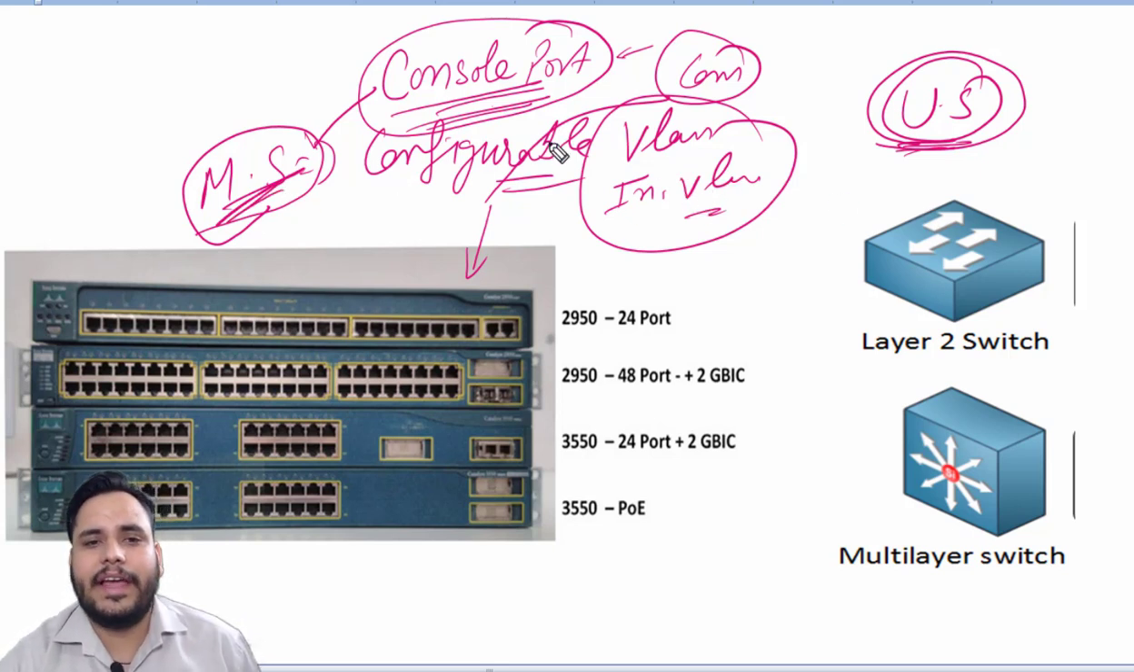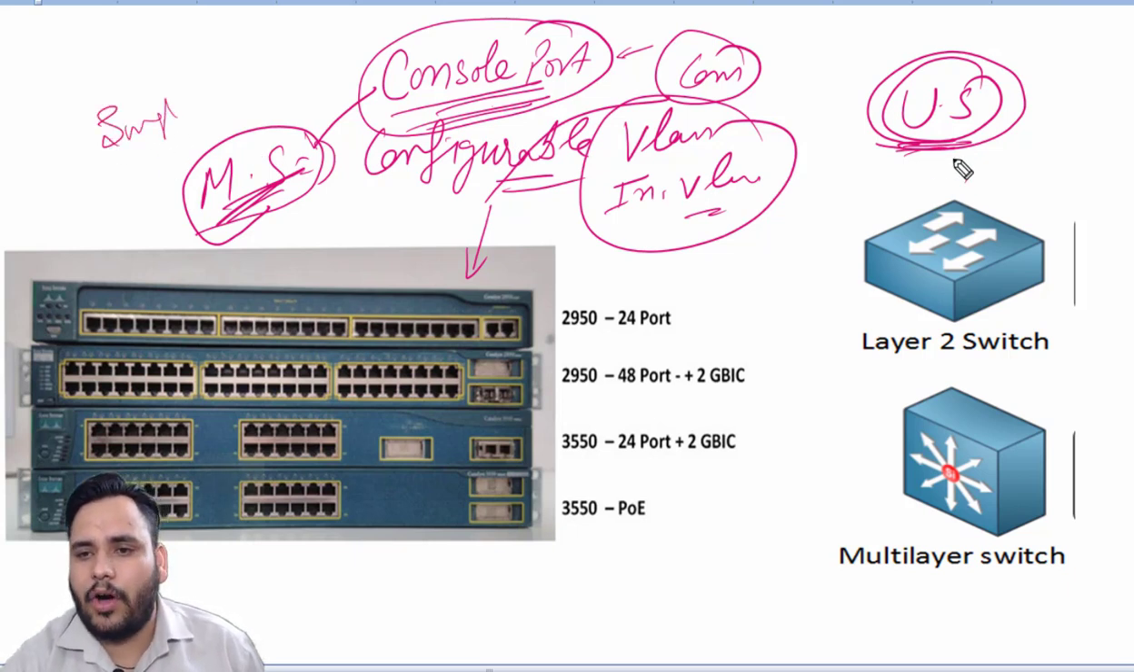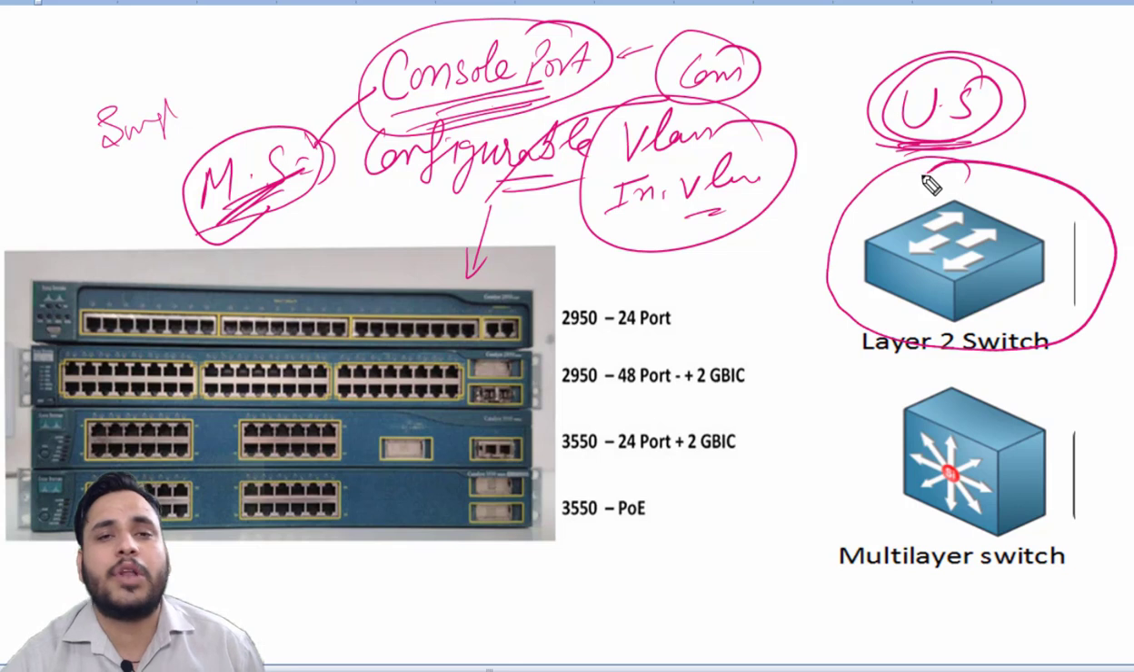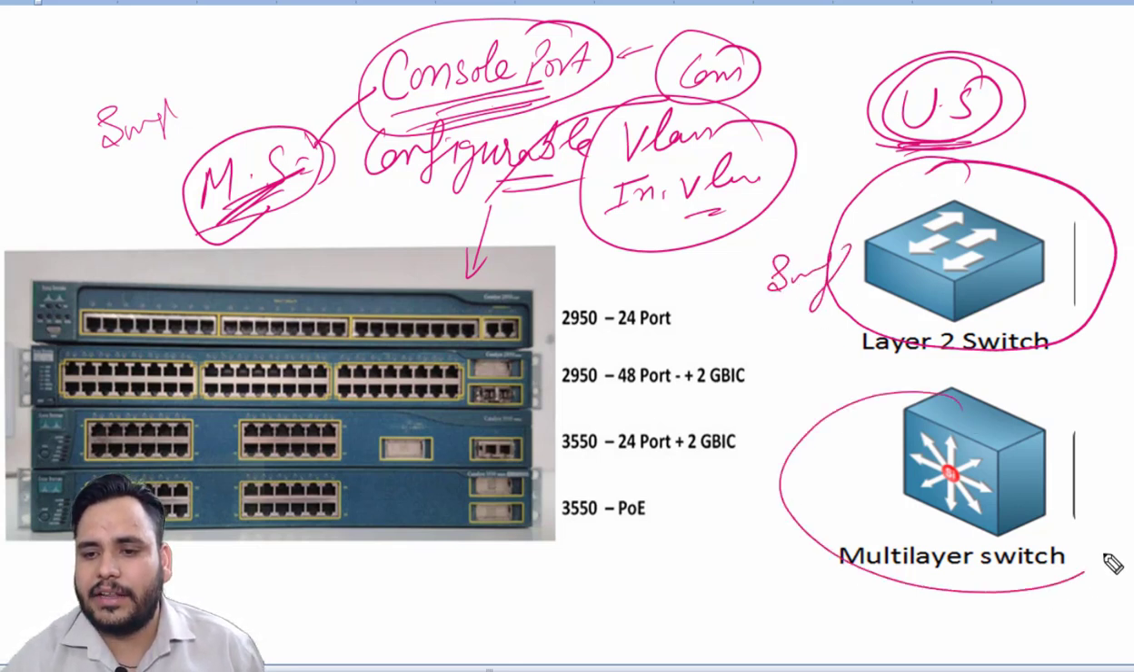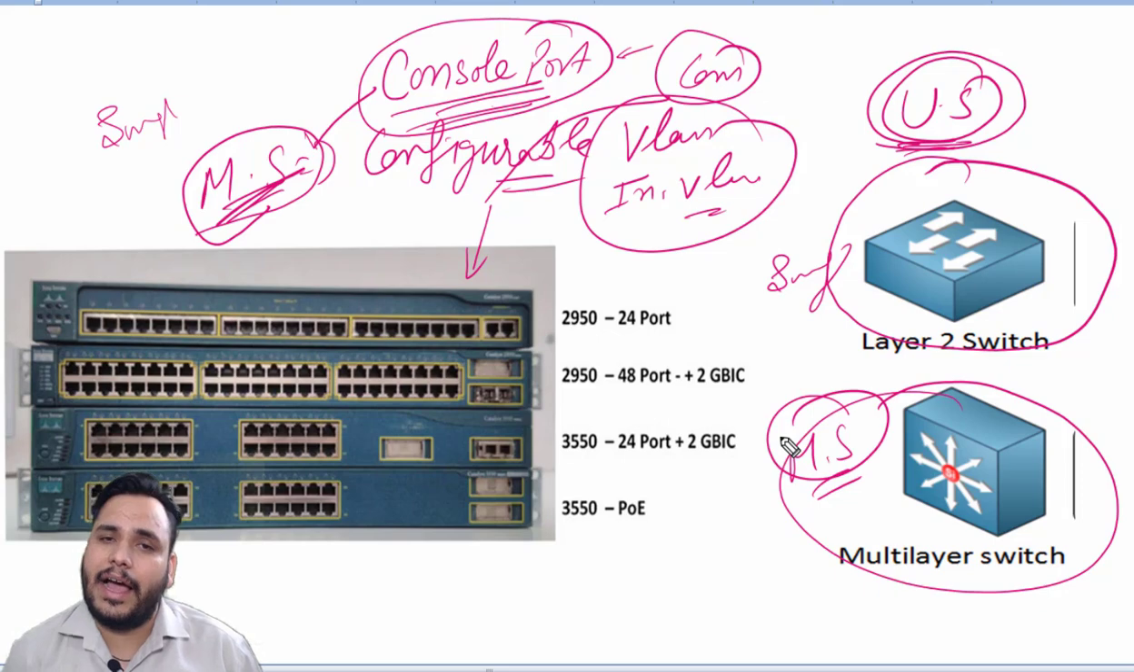After that, regarding single layer and multi-layer, we have already discussed that a layer 2 switch is known as a single layer switch, and a layer 3 switch is known as a multi-layer switch because it works on the data link layer and network layer.